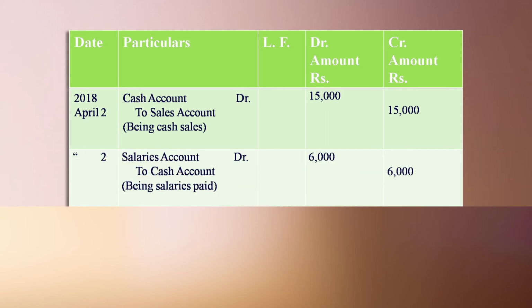Now again we go back, the next journal entry, salaries account debit to cash. So here in the debit side of salaries we will write 6,000, and in the credit side of cash account we will write 6,000. So you see cash account and salaries account. Here the cash account was credited, therefore in the credit side, by salaries 6,000 rupees, and if you see the salaries account you will find to cash 6,000 rupees. Cash account has been credited by 6,000, salaries account has been debited by 6,000 rupees.